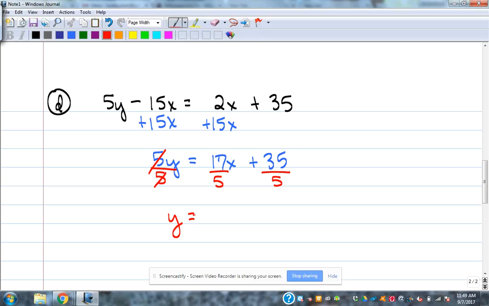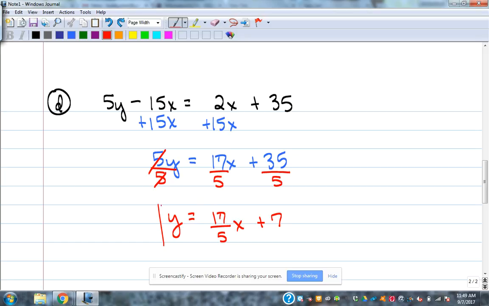Does 17 over 5, does 5 go into 17 evenly? Does it reduce? No, 17 and 5, nothing goes into them except for 1. That doesn't reduce it any. So we're going to leave it as that improper fraction, 17 over 5. And then 35 divided by 5 is 7.